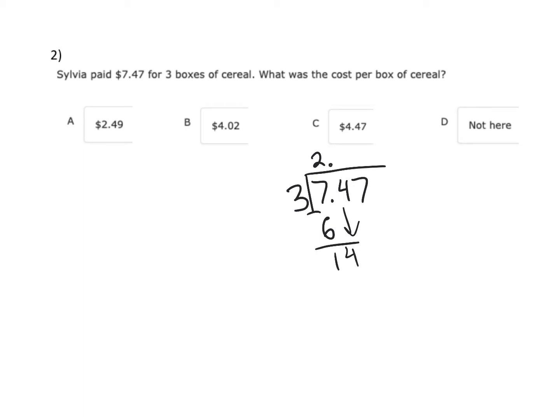Bring up your decimal. 3 goes into 14 4 times. That is 12. Have 2 left over, bring down the 7. 3 goes into 7 9 times. So we get $2.49, which is A.